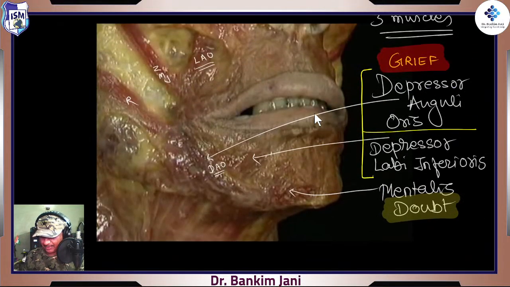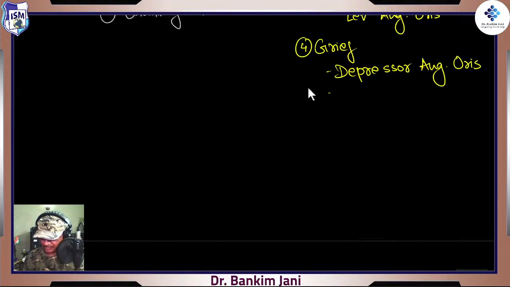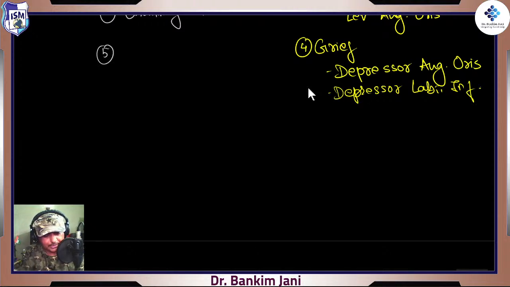Depressor labii inferioris, right? Depressor anguli oris and depressor labii inferioris, right? And this mentalis was for doubt. So depressor labii inferioris, right? So we saw that. So let's add over here doubt. So that is mentalis. So these are the five.